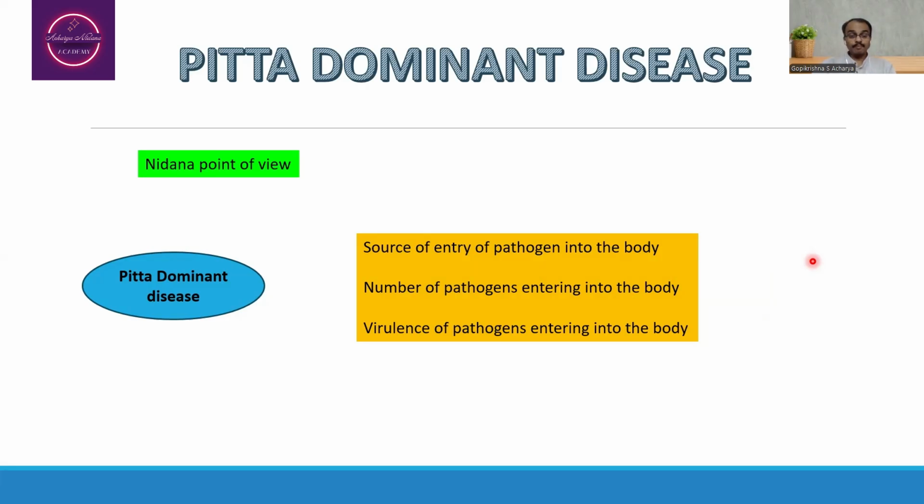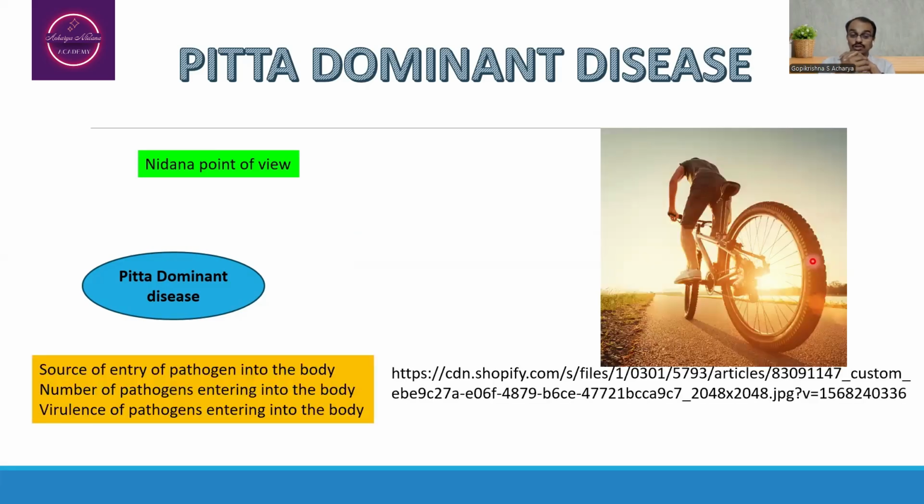For example, if the person consumes chili, red chili via mouth, that will be responsible for the abnormal increase of the pitta dosha in the alimentary canal. If the person is exposed to red chili powder via the nostrils, they are going to have an abnormal increase of pitta dosha in the nostrils. In that way, this Nidana helps in making the clinical diagnosis.